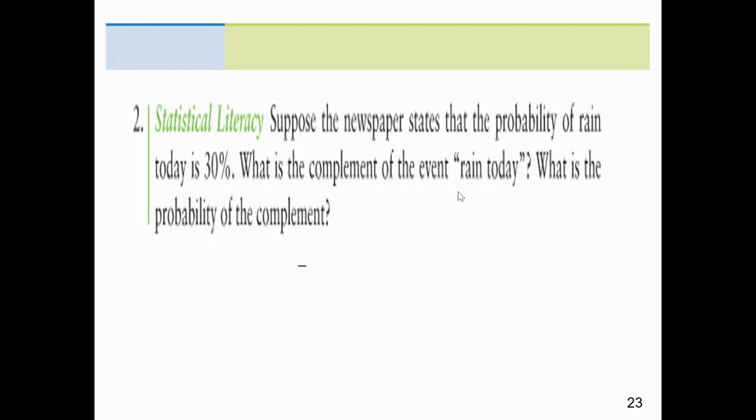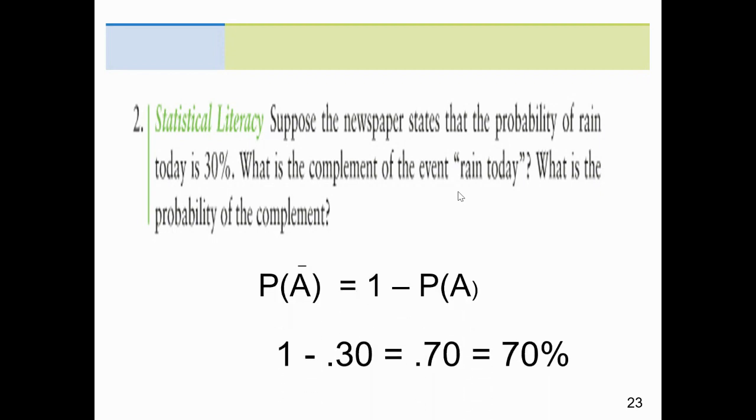Suppose a newspaper states the probability of rain is 30%. What's the complement of rain today? Well, it doesn't rain. What does that mean? It's cloudy, it's semi-cloudy, who knows? What's the probability of that complement? Well, 1 minus 30%. 30% as a decimal is 0.30. 1 minus 0.30 is 0.70.